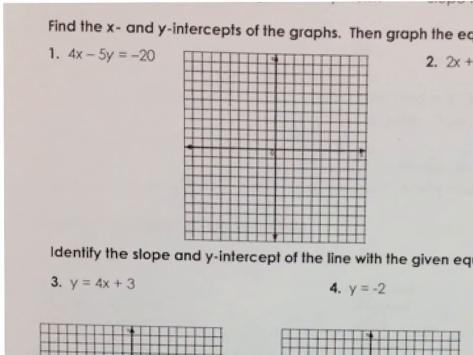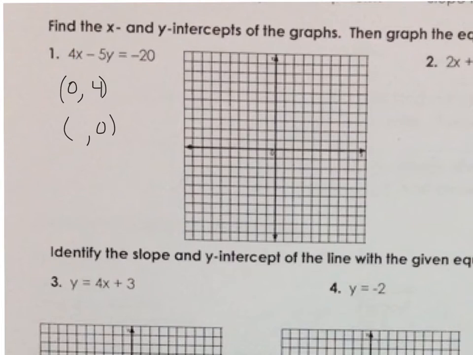Alright, on number 1, find the x and y intercepts of the graph. So what I do is I start out by saying, well, I'm going to make x 0, and on the other one, I'm going to make y 0. So if I make x 0, I'm going to look at this equation and say a negative 5 times something equals negative 20. Well, that's got to be 4.